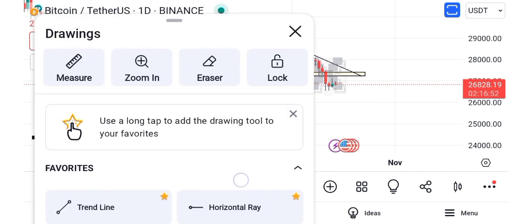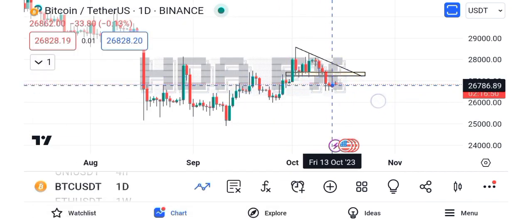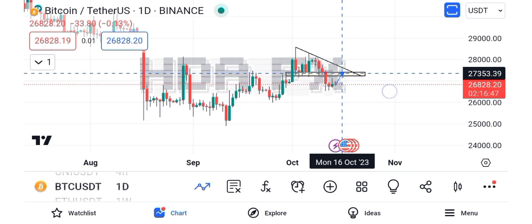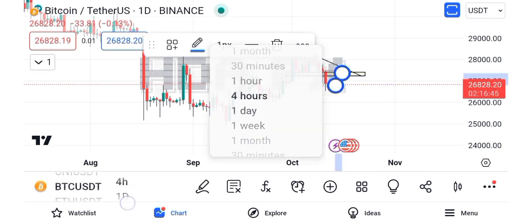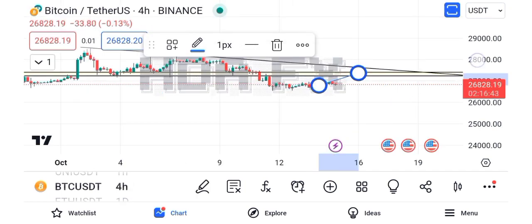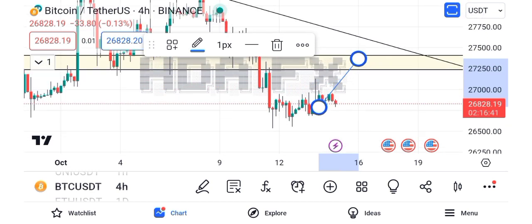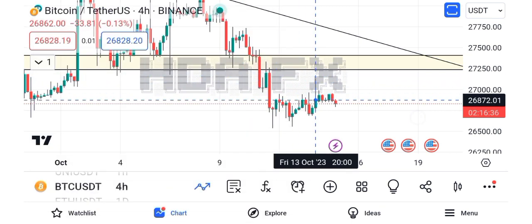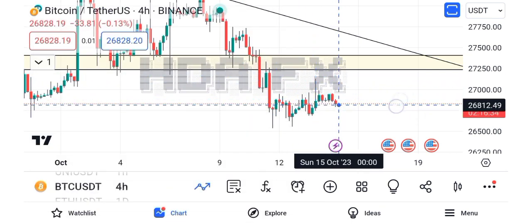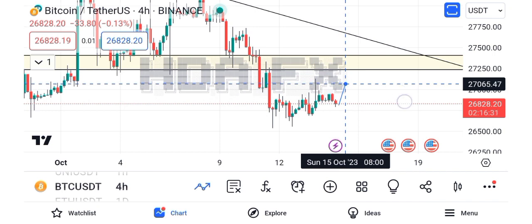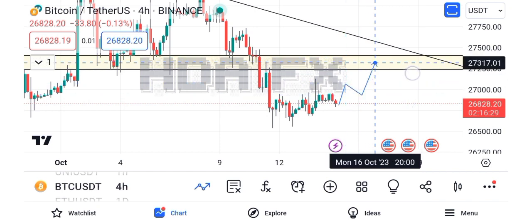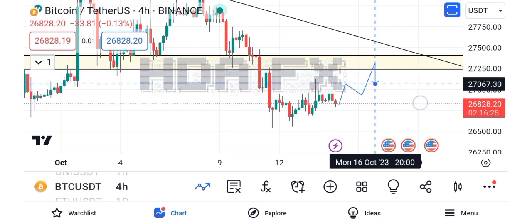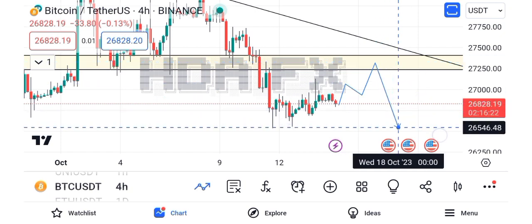But first off, I want to see price retesting this zone here. So let's move to the 4-hour time frame first. Like I said, I want to see price retesting this zone here. So we can be scalping some buys on Bitcoin up to this key level here. Then wait for the selling confirming candle, then we sell Bitcoin. So this is my simple analysis on Bitcoin.